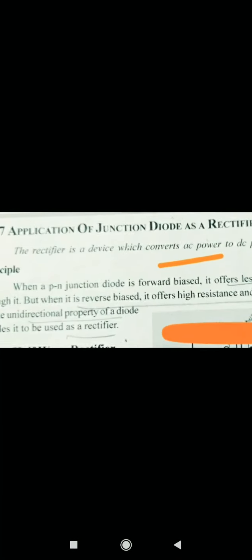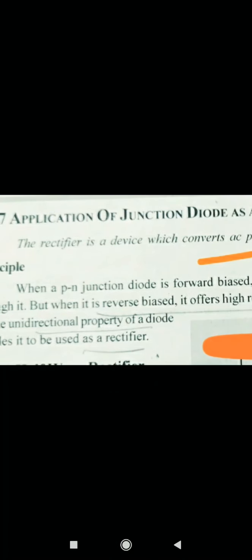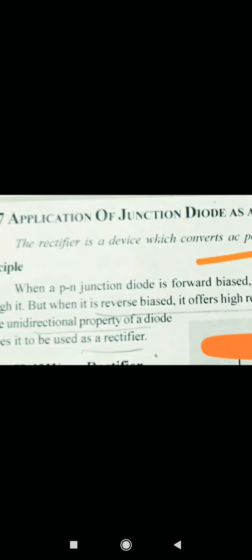Next we are going to study the application of PN junction diode. In our previous video, we already learned what is a PN junction diode. Now we are going to learn what are the applications of PN junction diode. The main application of PN junction diode is as a rectifier.